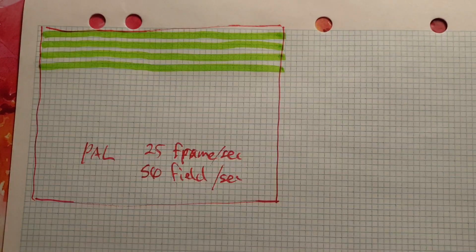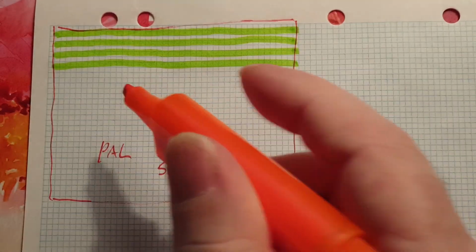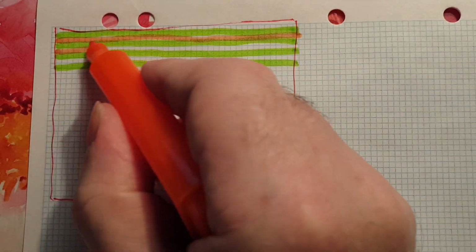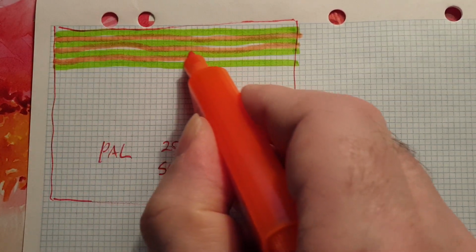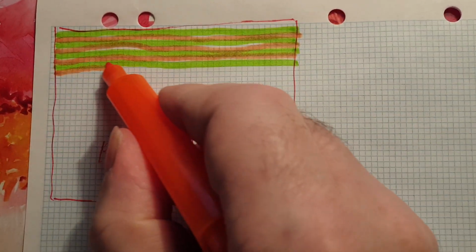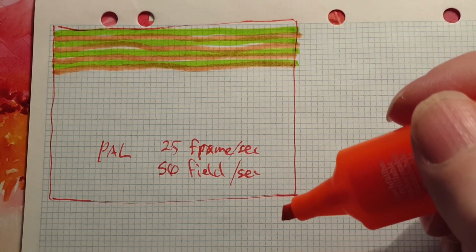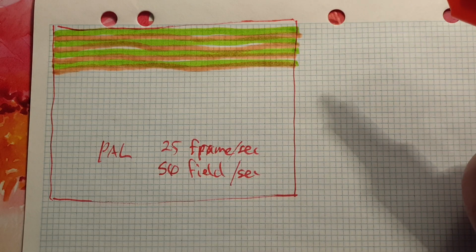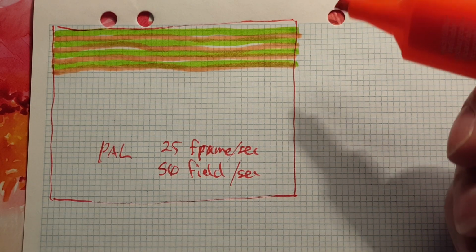Then it would start back up at the top, and you'd record. The camera would scan the second line, the fourth line, the sixth line, the eighth line, all the way down to the bottom. So the first field we call the odd field because it starts on line 1. The second field we call the even field because it starts on line 2.